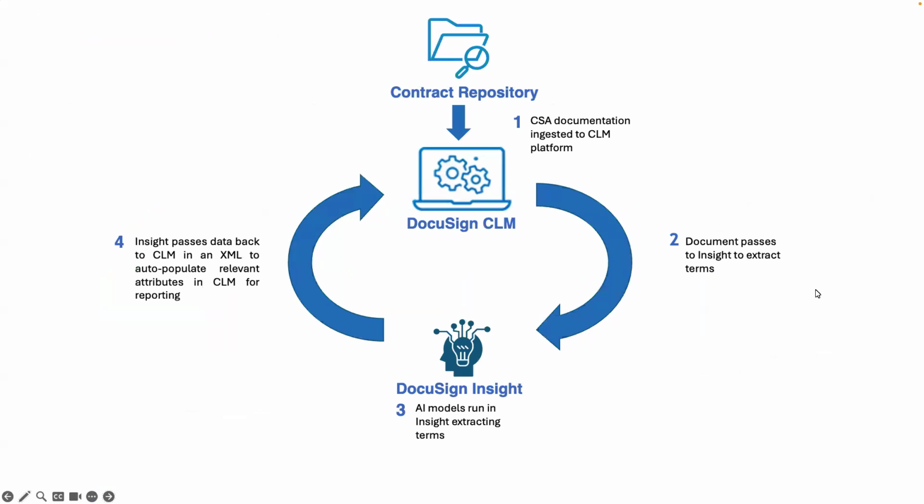Before we get into the demonstration, just want to give a sense as to how this workflow would potentially work as a BAU process. So starting at the top of this slide, we have our existing contract repository source system where the documentation lives. Those documents can then be ingested to the CLM platform. This could also include third-party negotiations for net new documentation.